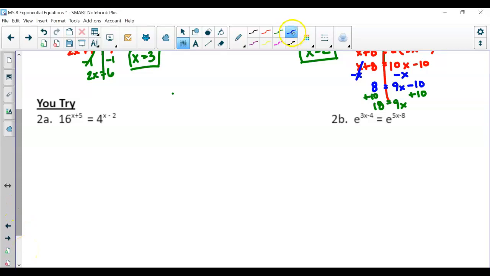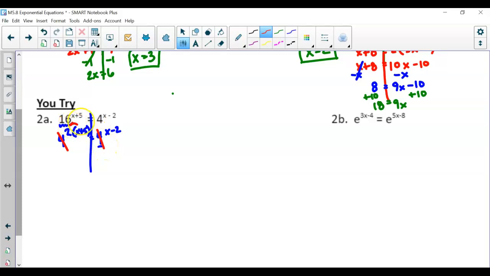And here we go. So the bases are different, right? So I'm going to bring down 4 to the x minus 2, right? Because if this is a base 4, then 16 needs to be written as a base of what? 4. So 4 to the what power gives you 16? Well, 4 to the second power. Then bring down the original x plus 5. So now notice the bases are the same.